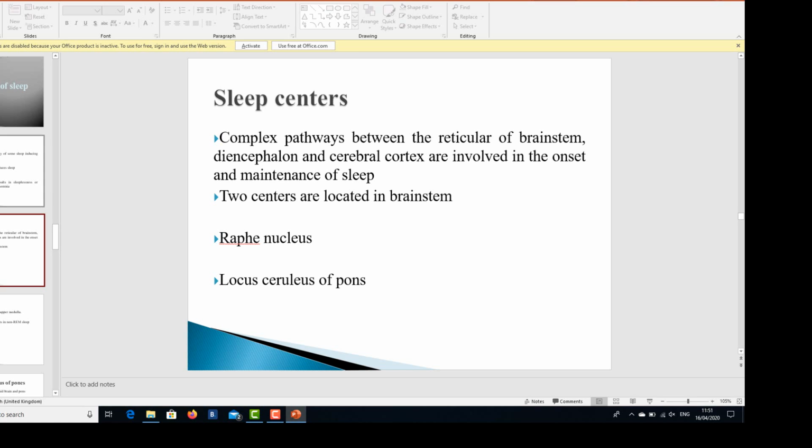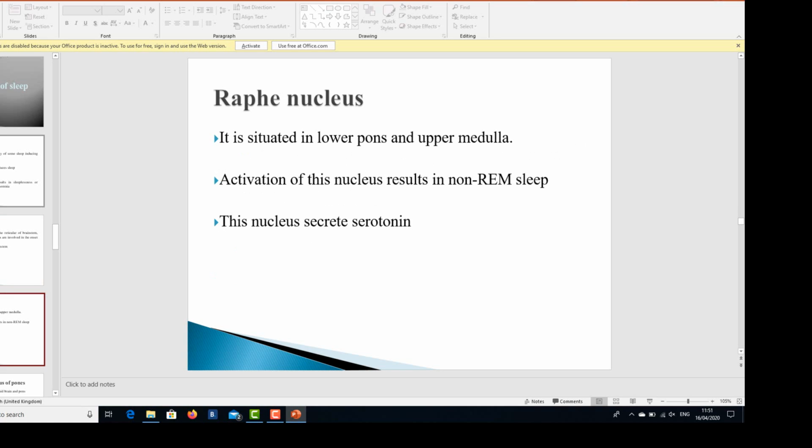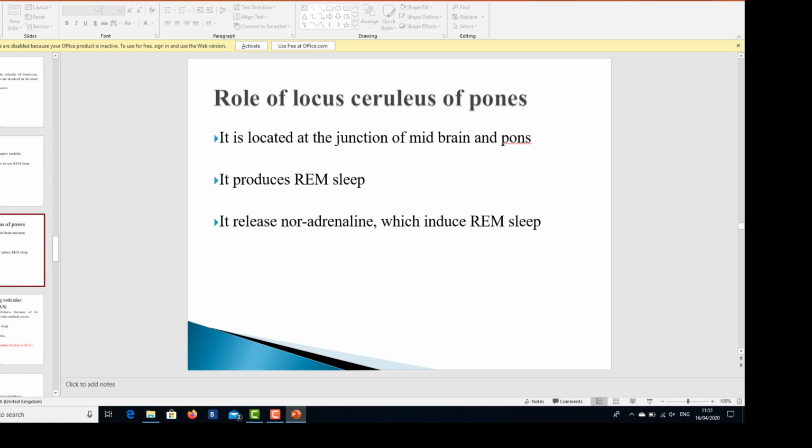Locus coeruleus of pons. Raphe nucleus is situated in lower pons and upper medulla. Activation of this nucleus results in non-rapid eye movement sleep. This nucleus secretes serotonin. It is located at the junction of midbrain and pons. It produces rapid eye movement sleep. It releases noradrenaline, which induces rapid eye movement sleep.